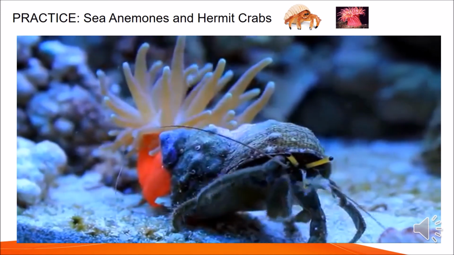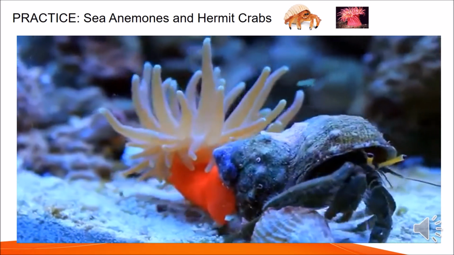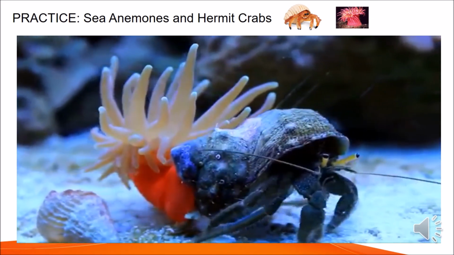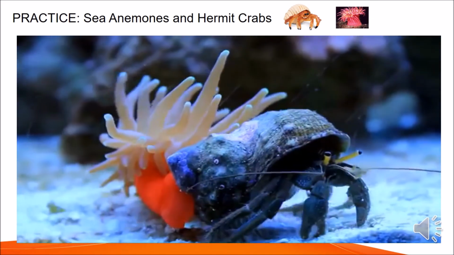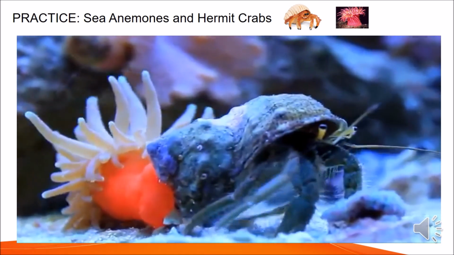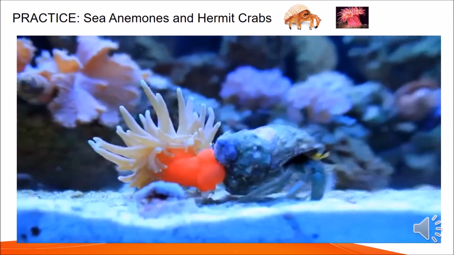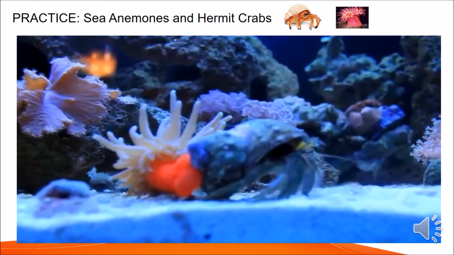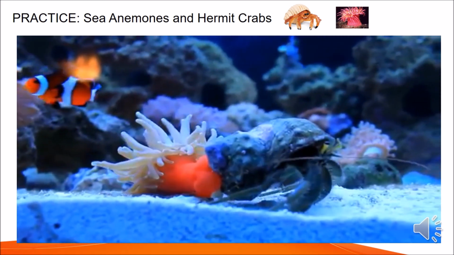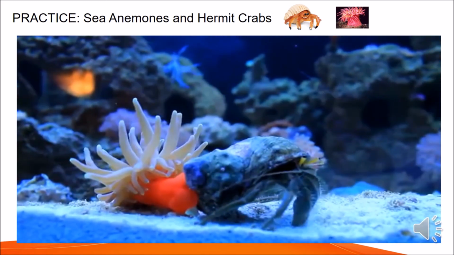Did you know that some sea anemones and hermit crabs work together to help each other survive in the ocean? Sea anemones attach themselves to hermit crabs to receive protection from predators like starfish. Hermit crabs also receive protection from the stinging tentacles of the sea anemones. This special behavior between hermit crabs and sea anemones is called symbiosis. Many other animals use symbiosis to survive in their environment.